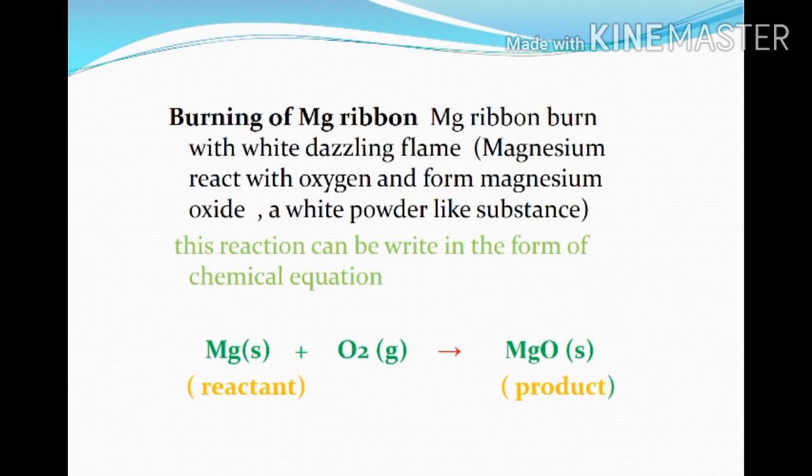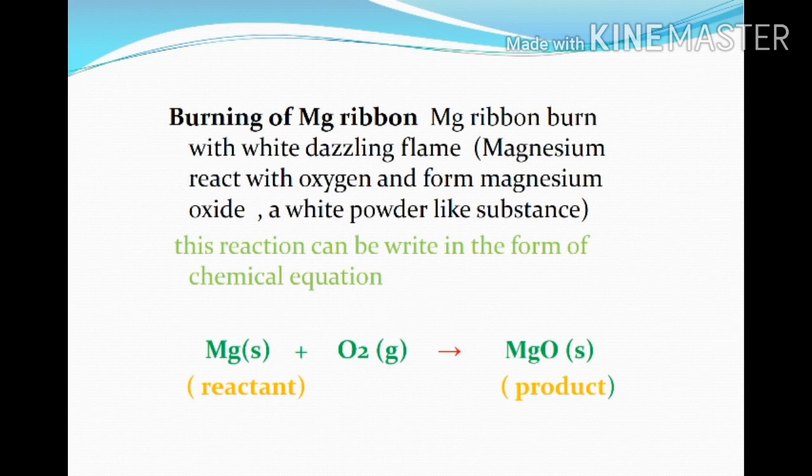Mg and O2 are written on the left hand side of the arrow. The arrow is represented with this sign. Clear? So Mg and O2 are called the reactants. Why are they called reactants? They are called reactants because they are undergoing the reaction. ये reaction में जाने वाले हैं. ठीक है? And on the right hand side of the arrow, MgO is given, right? Magnesium oxide. This magnesium oxide is called the product.